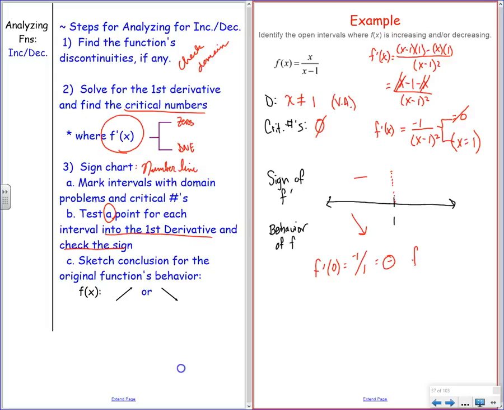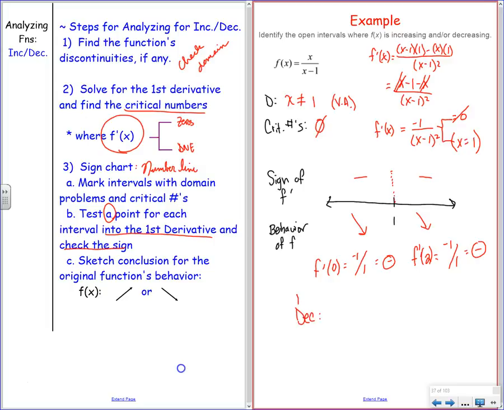What's something you can plug in? 10, sure. 2 works too. 3.71829, I'm making up numbers, works also. Pick something easy. 2? All right, 2. Although 10 wouldn't be totally bad. Plugging into the first derivative, negative 1 over (2 minus 1) squared, that's positive, right? So a negative over a positive is a negative. Is this function increasing anywhere? And the answer is no.